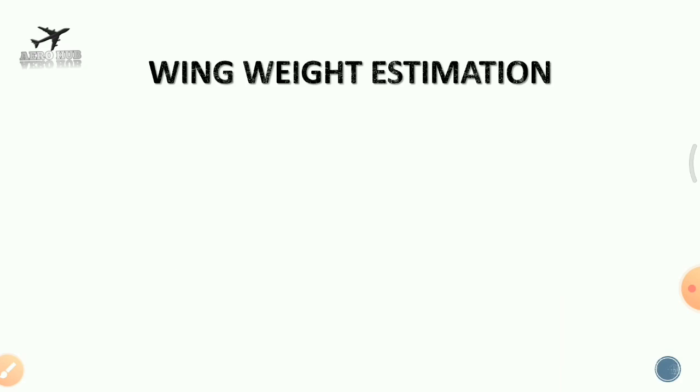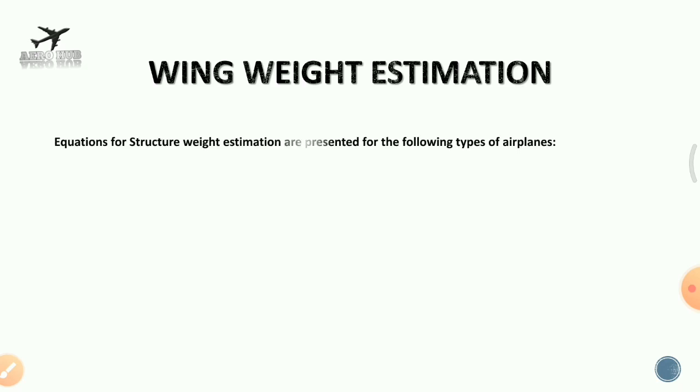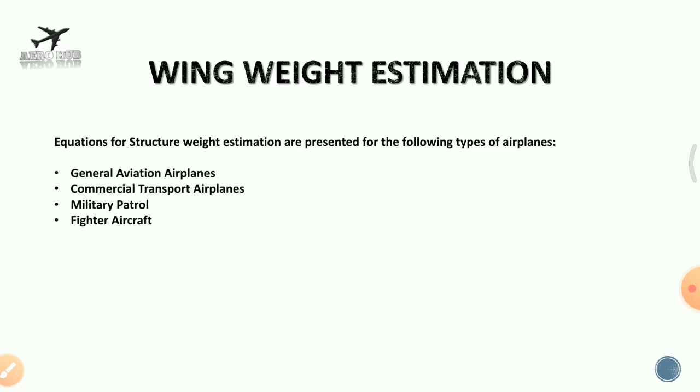You are aware that the estimation of weight is the most important phase of aircraft design, and the first thing you have to do while designing an aircraft is the estimation of maximum takeoff weight. In this step, we will discuss how to estimate the weight of different types of wing used in different aircraft, especially general aviation airplanes, which have unscheduled flights, then commercial transport airplanes operated by airliners, then military patrol or bombers, then fighter aircraft.